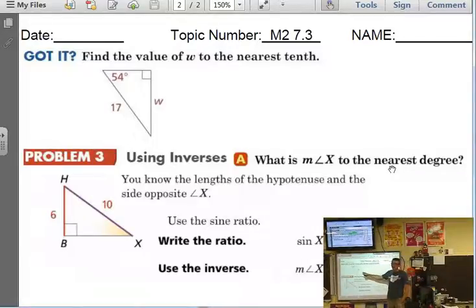Mr. Hudson, solve for the value of W. That's not okay. I want to see if you know which trig function to use, how to set it up, and how to use your calculator. Solve for the value of W. 17.